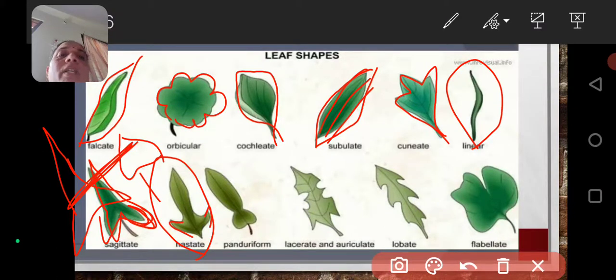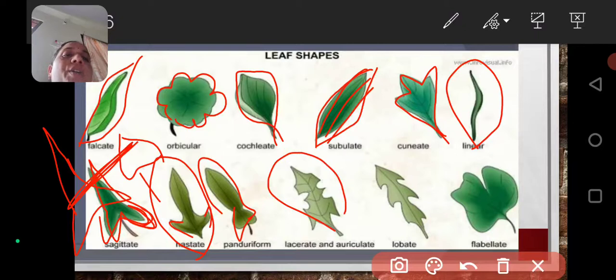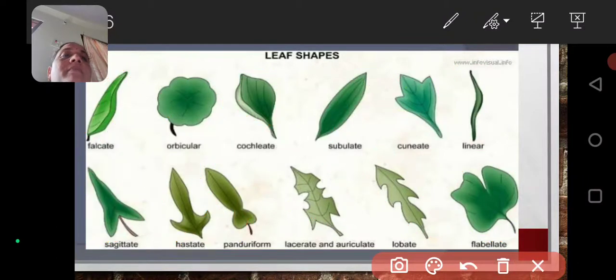Okay, and this is panduriform. The leaf shape is like this. And this is auriculate. Okay, this is lobate, and this is flabellate leaf shape.